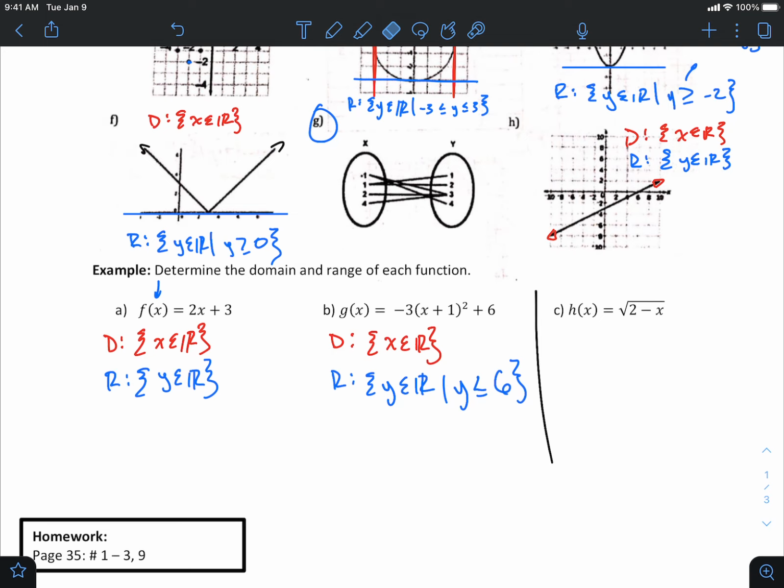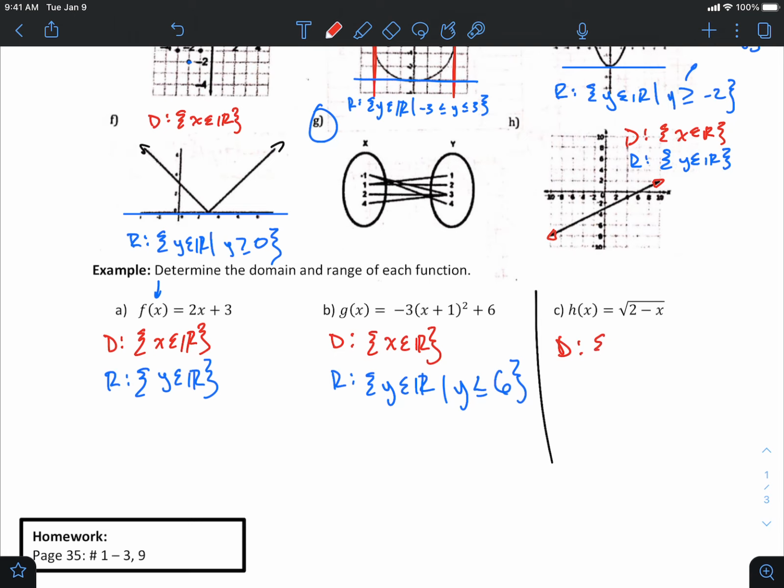This is a little tricky of a question. If I plug in 2, I get the square root of 0, no harm, no foul. I can do that. If I plug in 3, what's the issue? I get the square root of a negative number now. That's not allowed. So there's your boundary, right? We have to plug in values that are less than or equal to 2 in order for that to exist, right?